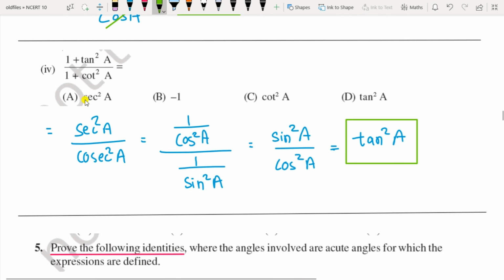It is 1 plus tan square A upon 1 plus cot square A. So solve this one. Now 1 plus tan square A is sec square A and 1 plus cot square A is cosec square A. But sec means 1 upon cos and cosec means 1 upon sin, and take its inverse. It will be sin square A upon cos square A, that is tan square A, by reciprocal identity.